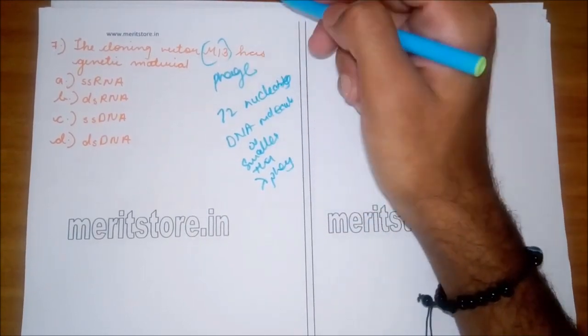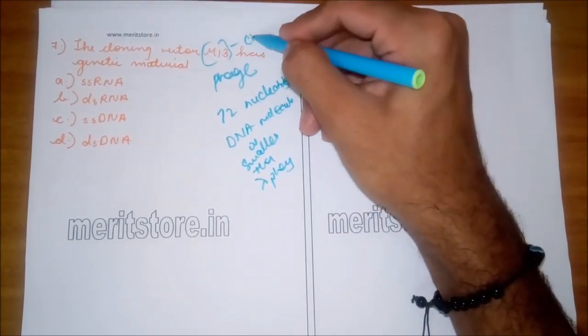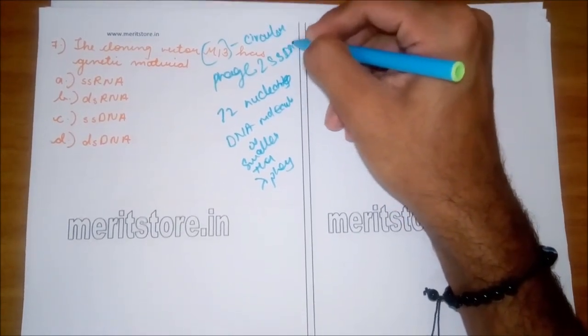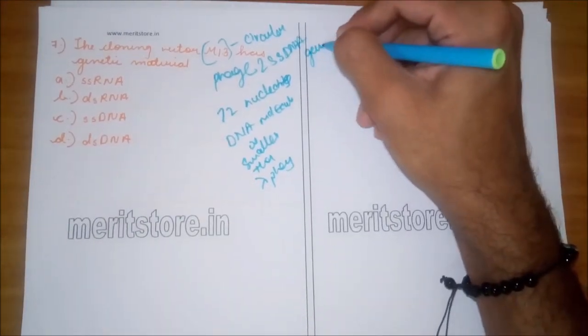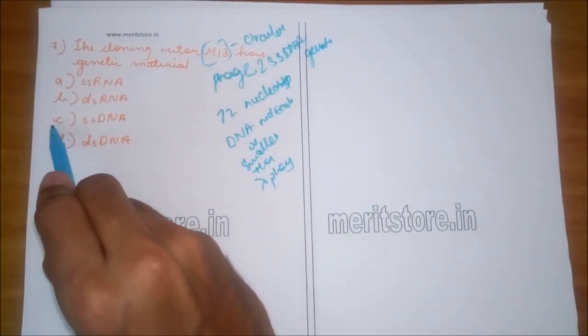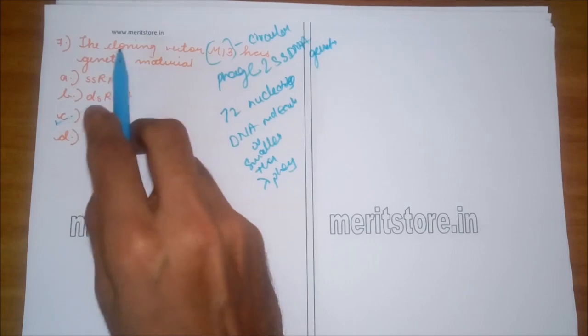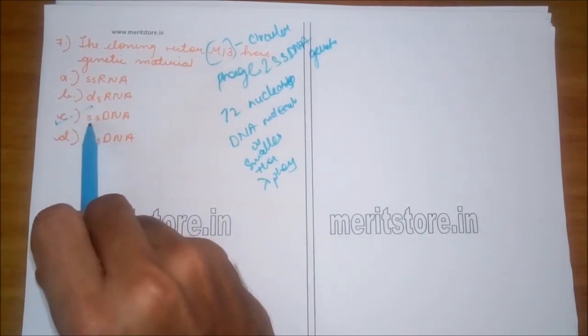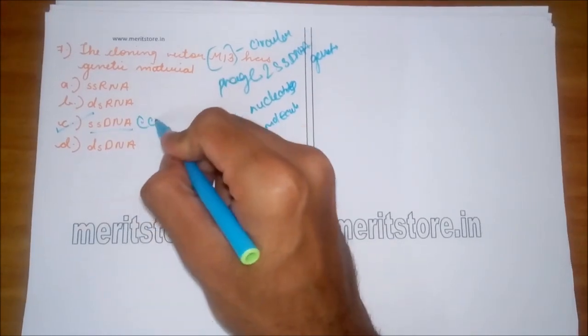So this M13 phage has a circular and single-stranded DNA as its genetic material. So option C, which states that single-stranded DNA, is the correct answer, that the cloning vector M13 has genetic material as single-stranded DNA which is circular.